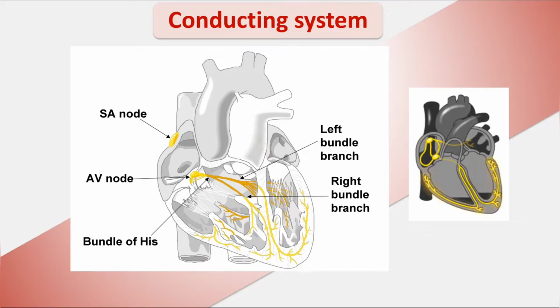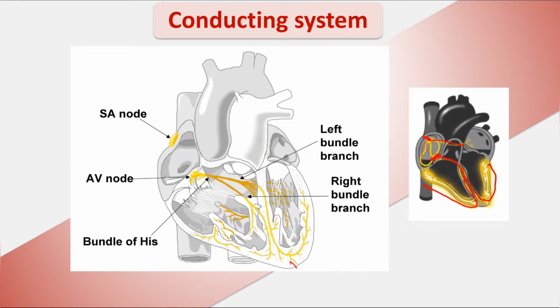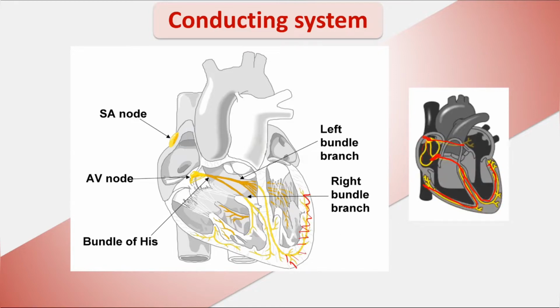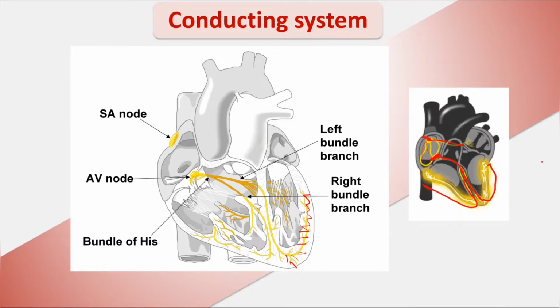Of course, the conducting system starts from the SA node, then goes to the atria, which causes contraction. Then through the AV node, there will be some delay before it goes to the bundle of His, then the left and right bundle branches. Through the Purkinje fibers, it gives electricity to the ventricle, which causes contraction, and after that, relaxation.